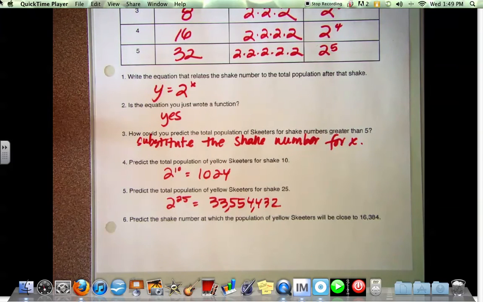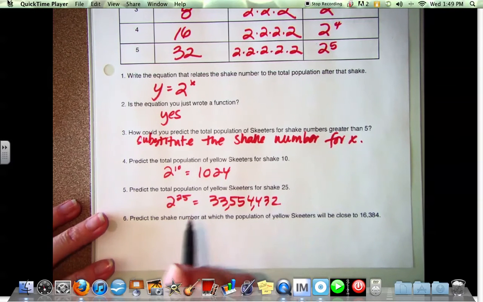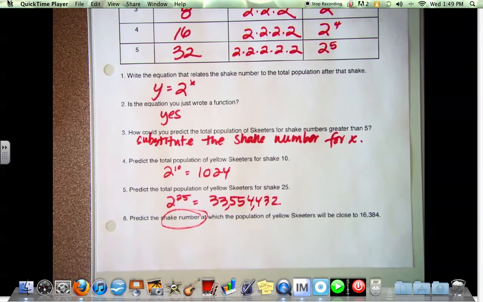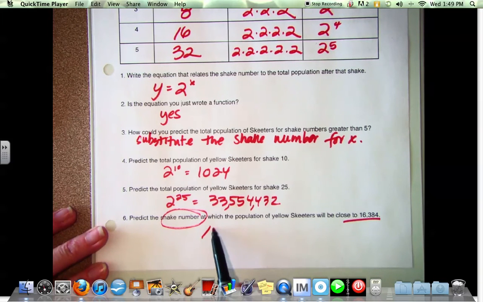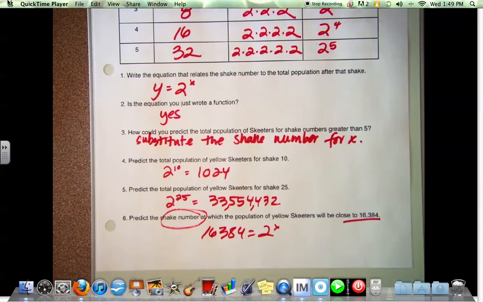Predict the shake number at which the population of yellow skeeters will be close to 16,384. All right, so what are we asked to find? We are asked to find the x value, the exponent. And what do we know? We know that y equals 2 to the exponent, which gives us 16,384. So 16,384 equals 2 to the x. Now, in previous units, what did we do to solve for the x?